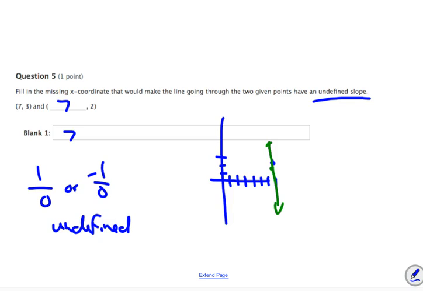The equation of this line over here would be x equals 7, because all the x's are 7. 7, 0, 7, 1, 7, 2, 7, 3, 7, 4, 7, 5. All the x's are 7. Vertical lines are x equals.